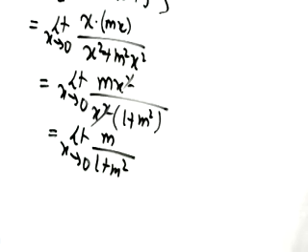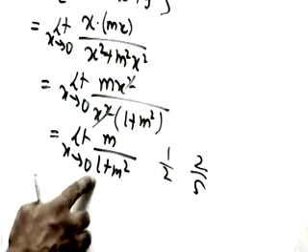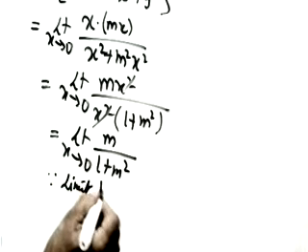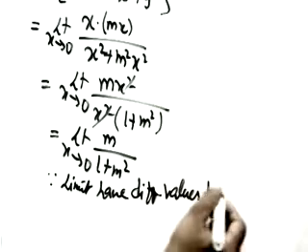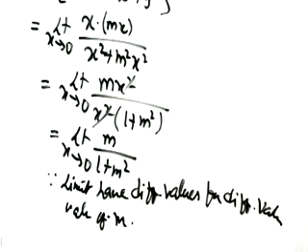So it is not independent of m, it depends upon m. If you keep m equals 1, this will be 1 by 2. If you keep m equals 2, it will be 2 by 5, 2 square is 4 plus 1, 5. So you are getting different values for different values of m. That is, the limit is not unique. Therefore, we say the limit does not exist, since the limit has different values for different values of m. It should be independent of m. So you write it lastly, the limit does not exist.